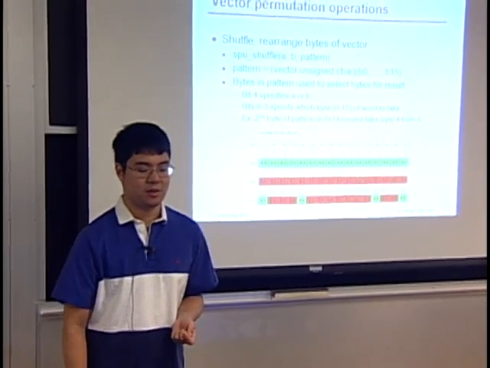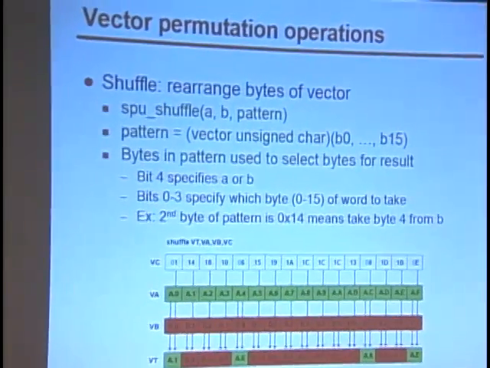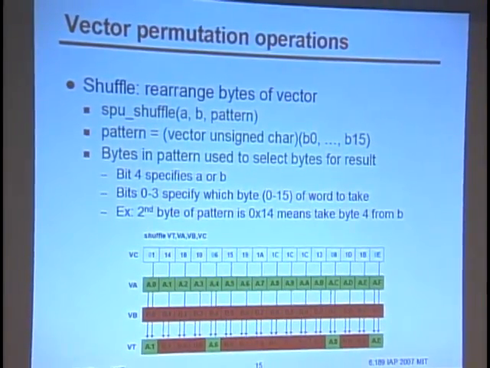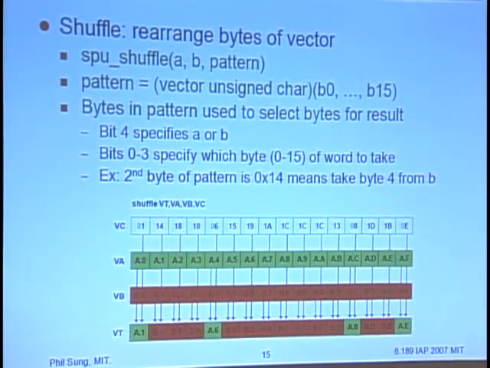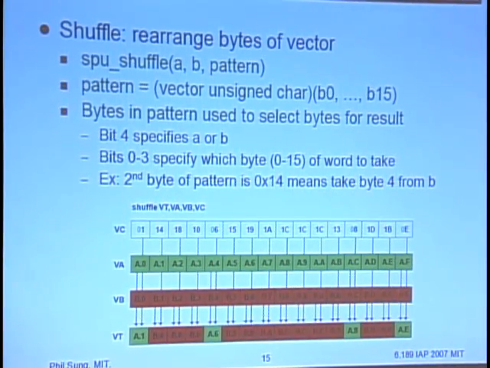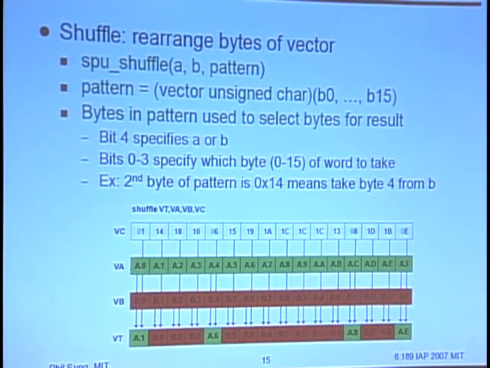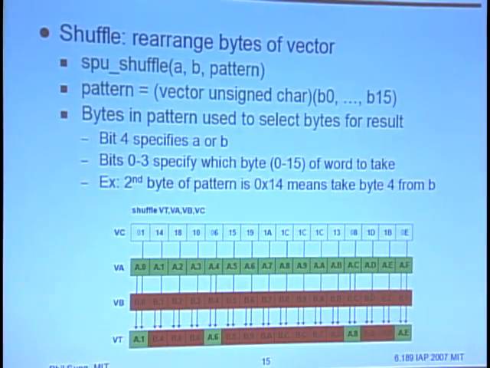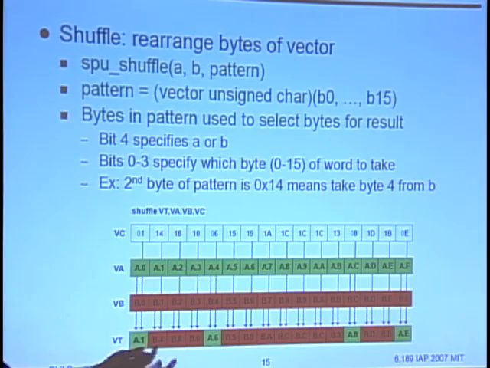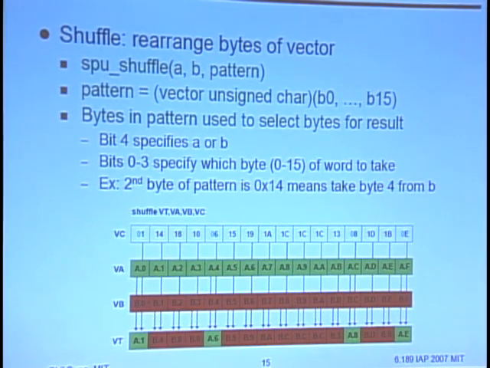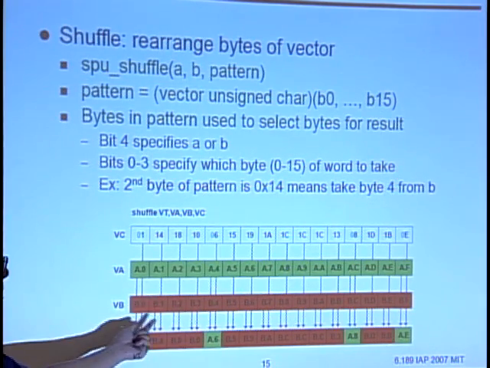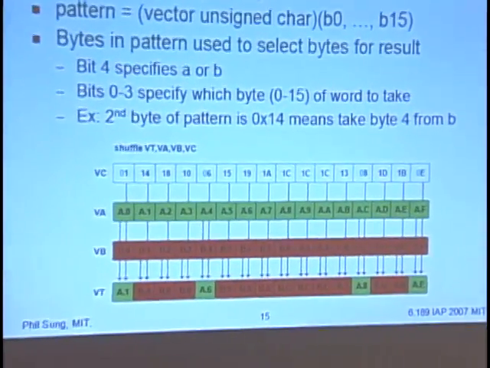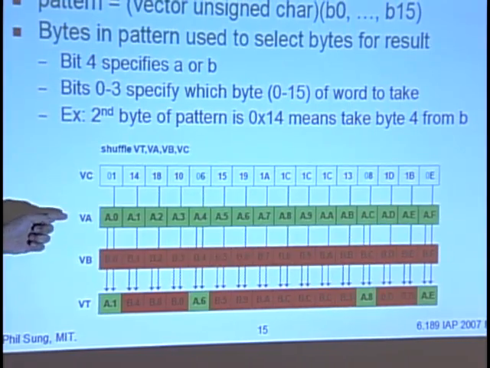OK, so one handy thing is a permutation operation, and this allows you to rearrange the bytes inside a vector or 2 vectors arbitrarily. And so the syntax is SPU shuffle A, B, which are your source vectors, and pattern, which tells you how to shuffle them. And pattern is going to be interpreted as a vector of 16 bytes. And each byte is going to tell the compiler how to pick out one of these bytes in the result. And how the byte is interpreted is the low 4 bits are going to specify which position the source is going to come from, and the 4th bit is going to specify whether you're going to pull from A or B.